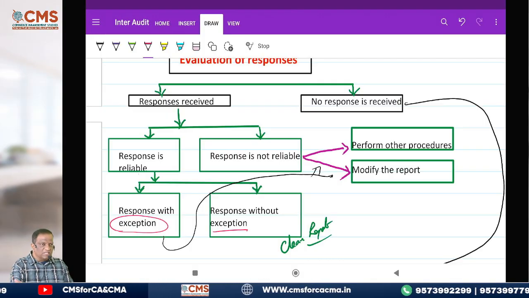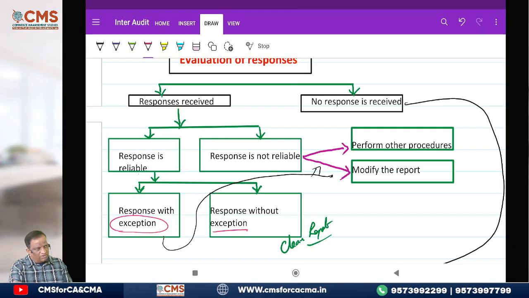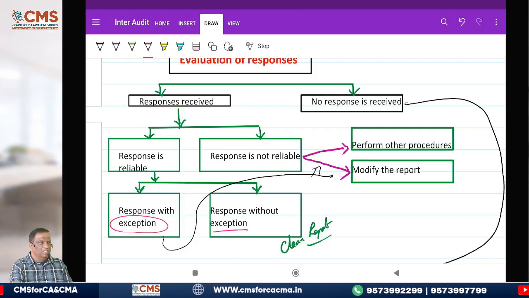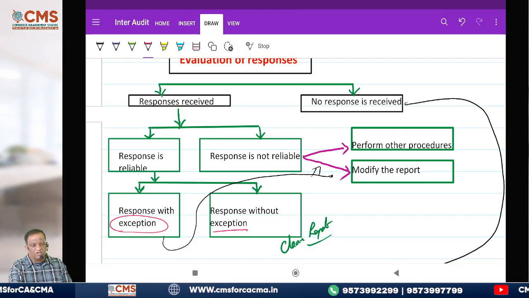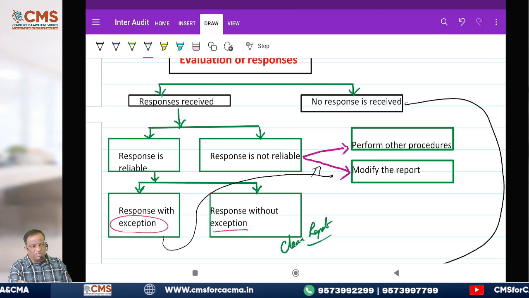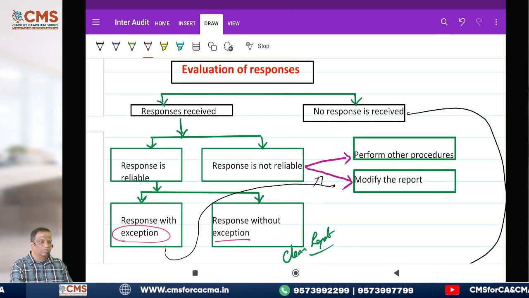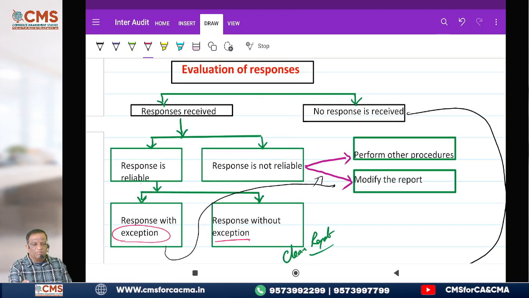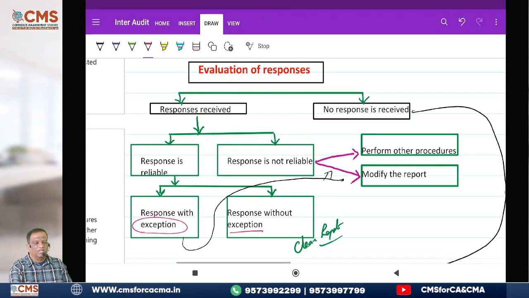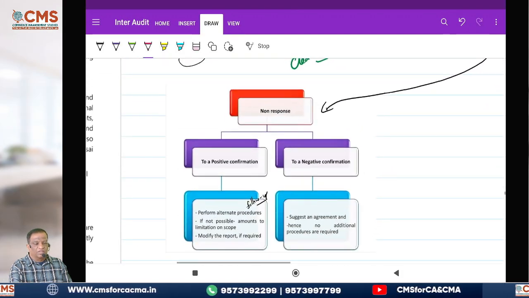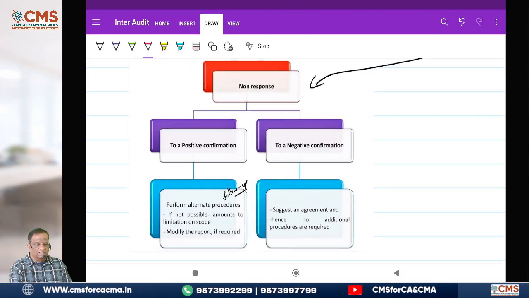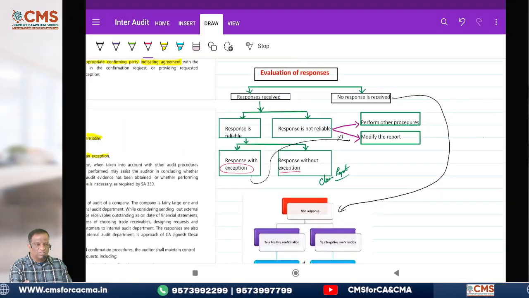If the response is not reliable, or you have not received any response, both are one and the same. Then I try to perform alternate procedures. If that is also not possible, then I will modify the report. So this is the summary of the evaluations, what an auditor has to do. And as I said, the continuation of it is non-response.